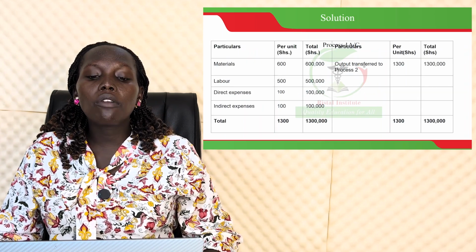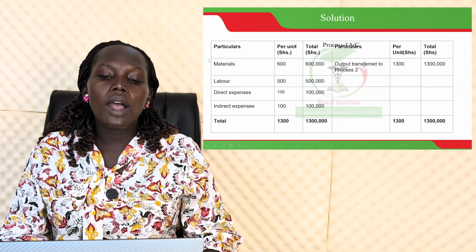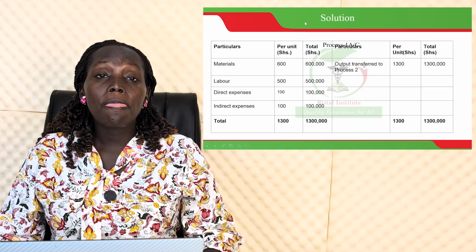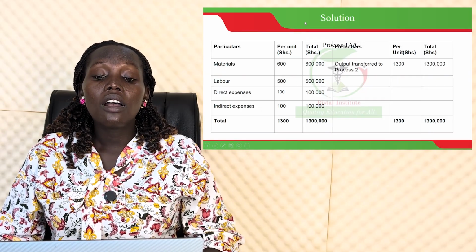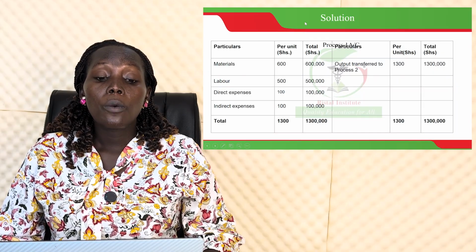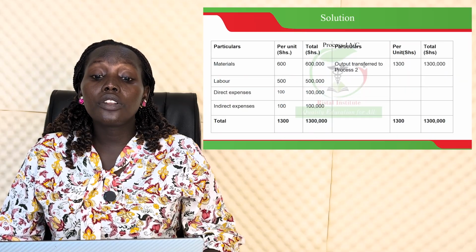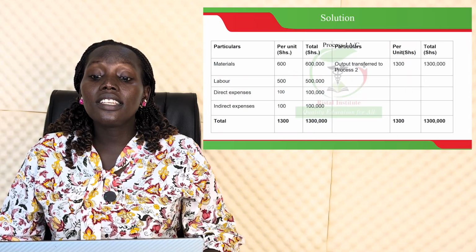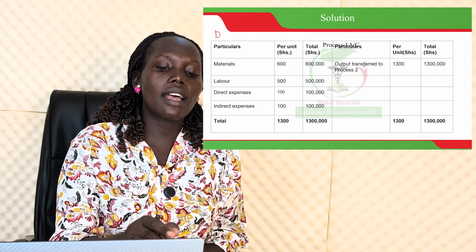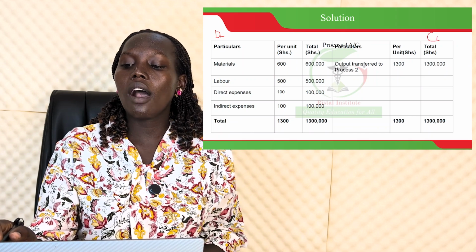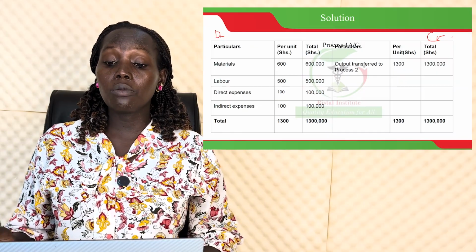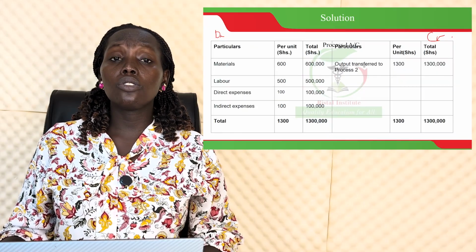So the solution, we are going to start with our process 1. This is the format. We have the particulars, and you have to put the process 1 account. Then we have the particulars, the per unit, and the total. This is our debit side, and then this is our credit side. On the debit side we have the same, and on the credit side we also do the same: we put the particulars, per unit, and then total.